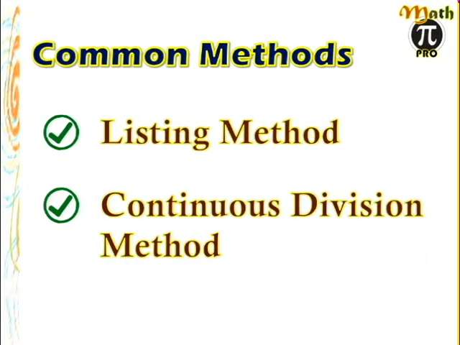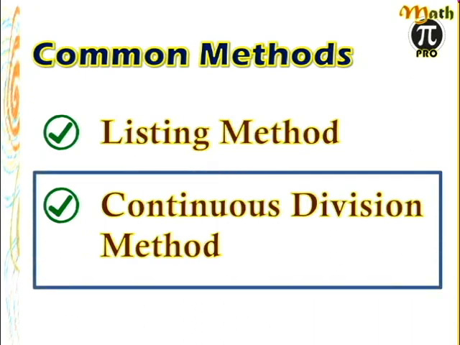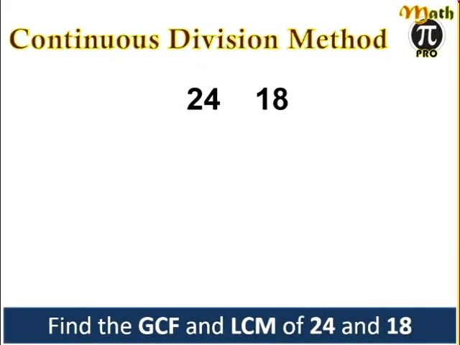The common methods used to solve for GCF and LCM are listing method and continuous division method. And in this video, we're going to focus on continuous division method. Did you know that with this method, we can actually get both GCF and LCM? Here's how it goes. Suppose we want to get the LCM and the GCF of 24 and 18.